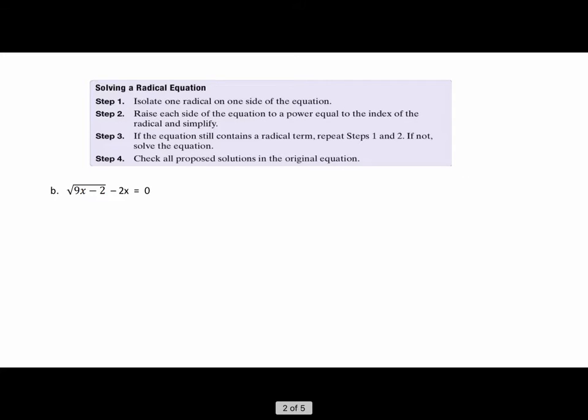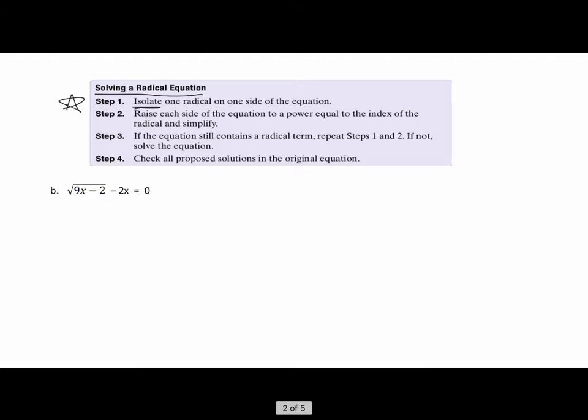Our steps in general then are going to be a little bit more complicated because the equations may be a little bit more complicated. So to solve a radical equation, your first step is going to be to isolate one radical on one side of the equation. It says one radical because you may have more than one radical in your equation. So one radical is the only thing on that side of the equal sign. Must be done first. If you don't do that first, nothing else is going to make any sense. It's not going to be correct.